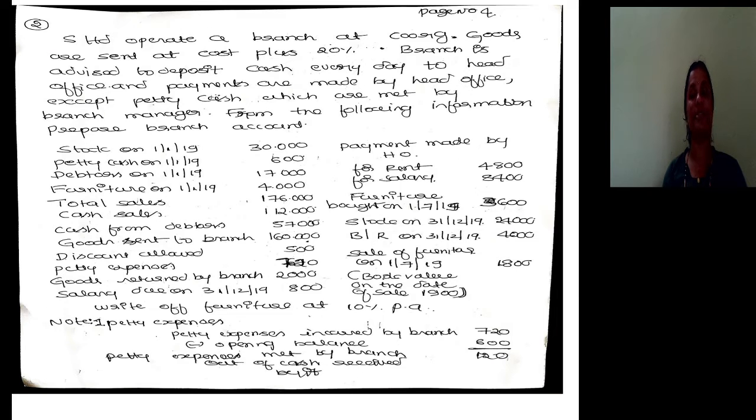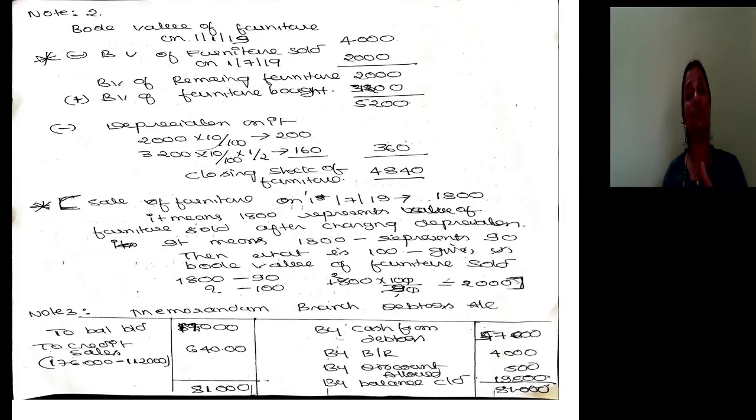Then petty expenses 720. These expenses are met by whom? The branch manager. So the branch manager had opening cash of 600. He met expenses of 720. Means he incurred 120 rupees extra. From where? He is not spending his own cash. He will spend this extra 120 rupees from cash sales or from cash collected from debtors. Means his remittance gets reduced by 120.